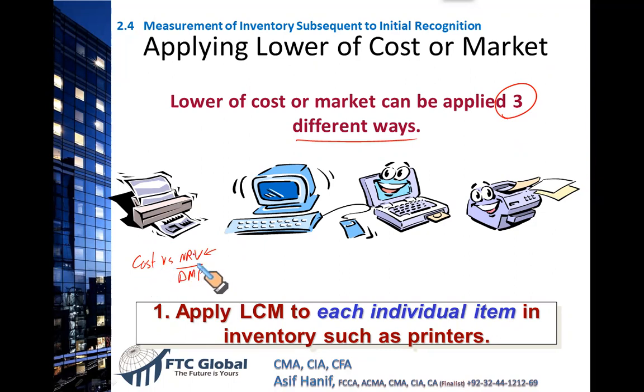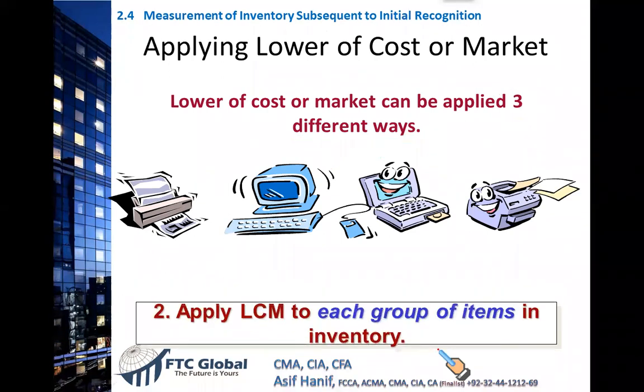So cost versus NRV can be applied on every single item separately. You will calculate the cost versus NRV or DMP for printers, for computers, for fax machines separately. This is the first method you can use. Apply LCM or NRV to each individual item in inventory, such as printers, one by one. The second way is that you can apply LCM or NRV to each group of items. Each group of items could be, maybe you have different types of items, group A, group B, group C, or all the printers, all the computers, and so on.